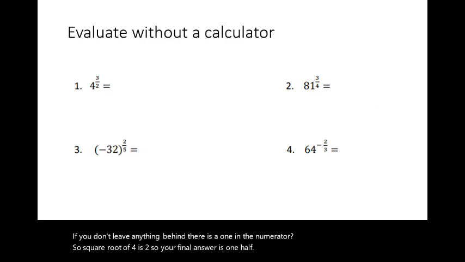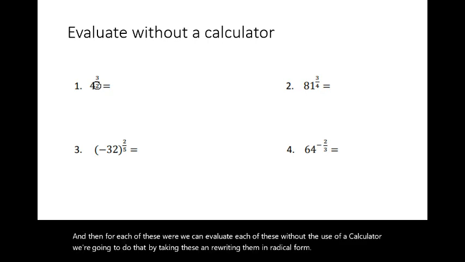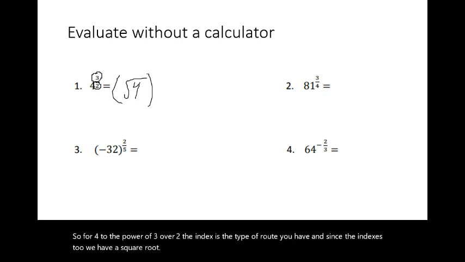And then for each of these, we can evaluate each of these without the use of a calculator. We're going to do that by taking these and rewriting them in radical form. So for 4 to the power of 3 over 2, the index is the type of root you have. And since the index is 2, we have a square root. The numerator is what we are raising it to, and I'm going to raise it to the 3rd power.